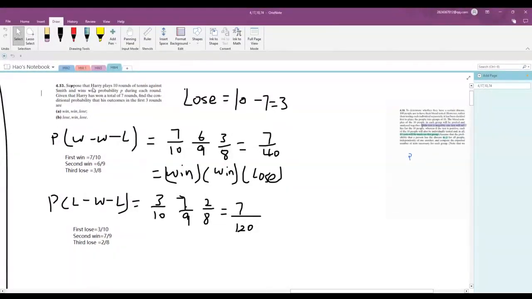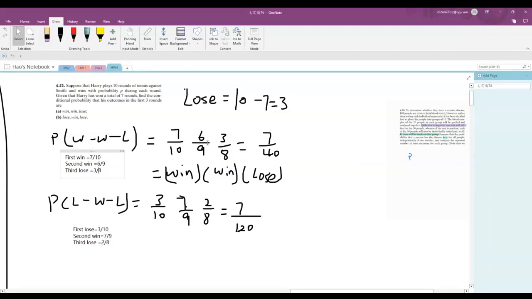4.51. Suppose that Harry plays 10 rounds of tennis against Smith and wins with some probability during each round. Given that Harry has won a total of 7 rounds, find the conditional probability that his outcomes in the first 3 rounds are, for A, win, win, and lose. The first win is 7/10, and then the second win is 6/9, and the third, to get a loss, is 3/9.